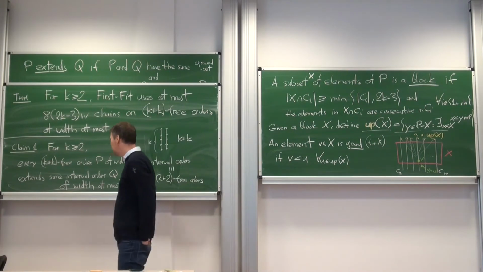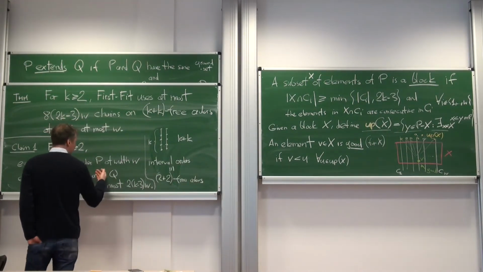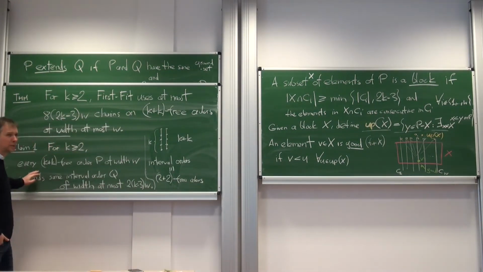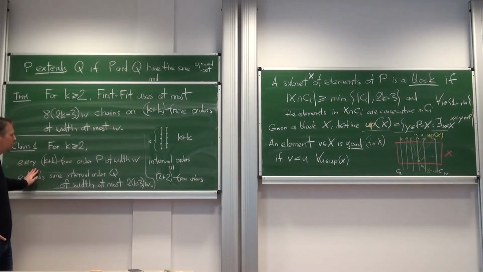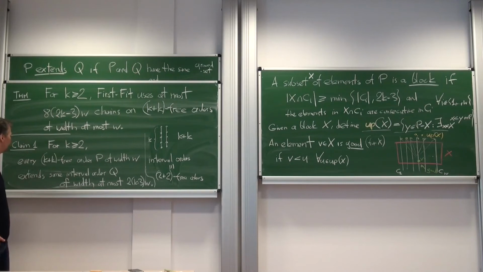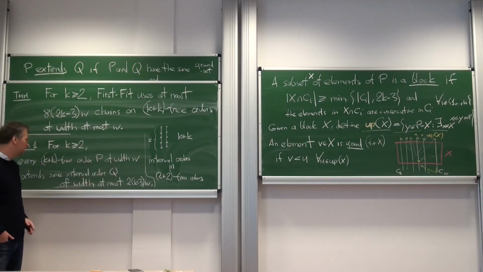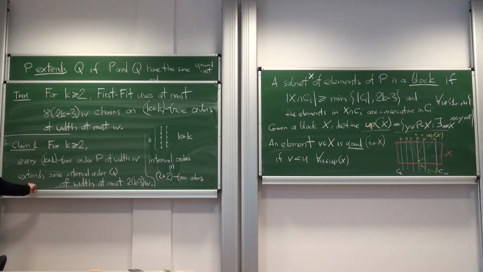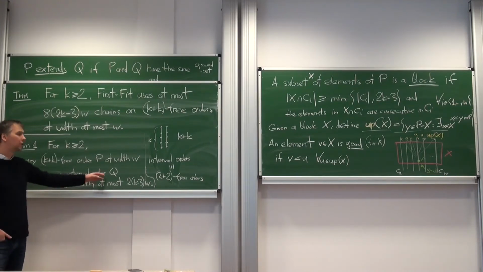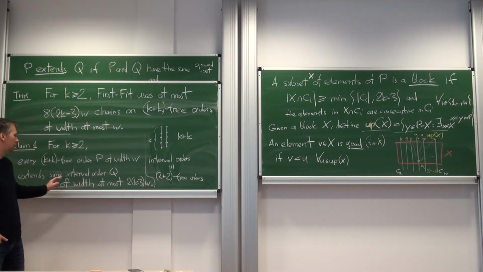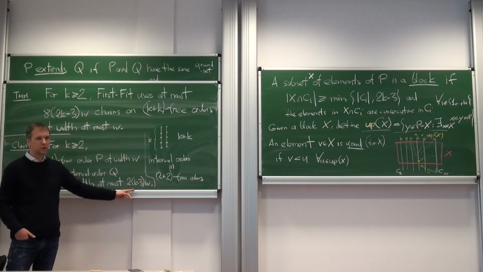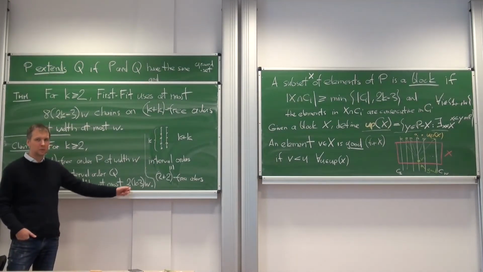So that's the claim. One of the central claims, I think. There will be one more to complete the proof. So what does it say? For k greater or equal to 2, every k+k-free poset P of width w actually extends some interval order Q where the width doesn't explode too much. It's bounded in k and w.